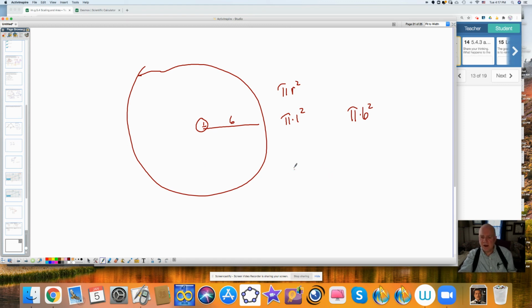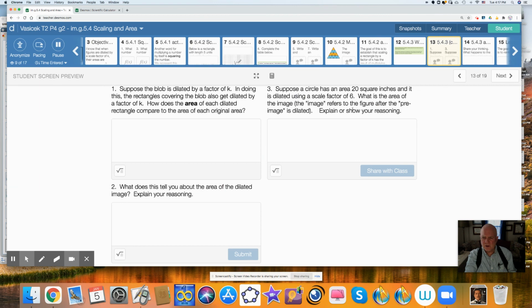So if I had a circle with an area of 20, I multiplied it by 36 because it's going to be this scale factor squared. So this is 20 times k squared, 20 times 6 squared, 20 times 36. I'm going to get 720. Is that what we asked for? 720. Yeah.